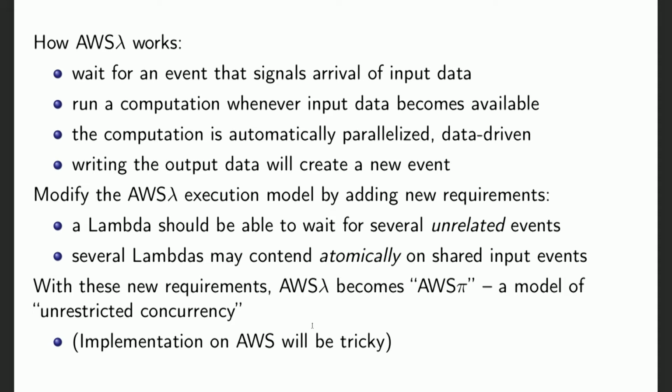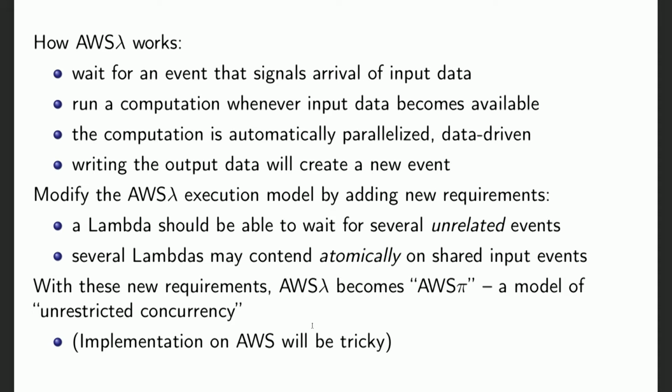Add two requirements. One, a Lambda should be able to wait for several triggers at once, not just one trigger. Two, when one or more triggers arrive, they're consumed atomically. So if two or more Lambdas wait on the same trigger and contend on it, only one gets the data and the other doesn't. Now that could be quite difficult to implement in Amazon's distributed setting. I don't know, maybe it is easy, I don't think it's easy, but what do I know?